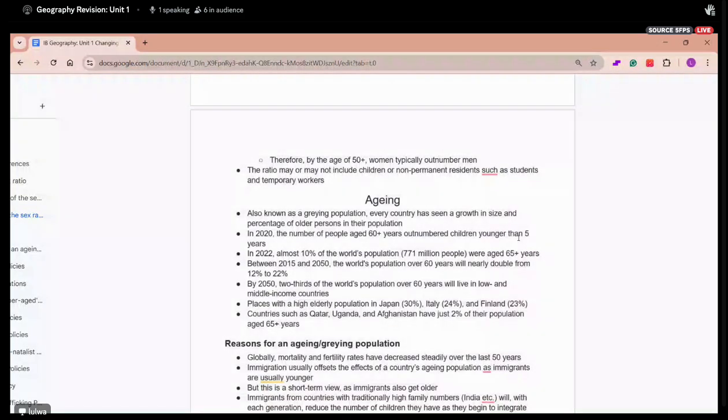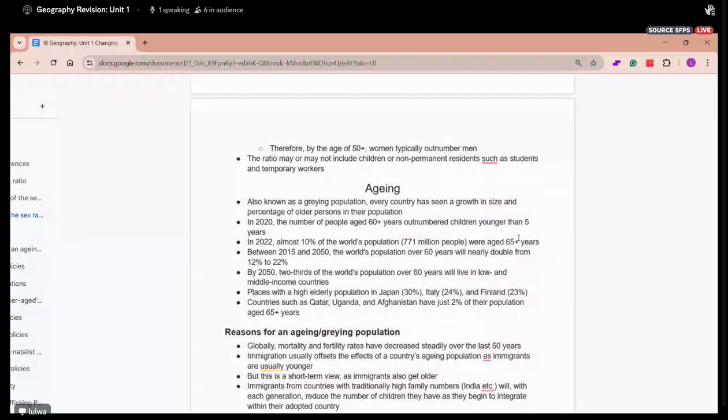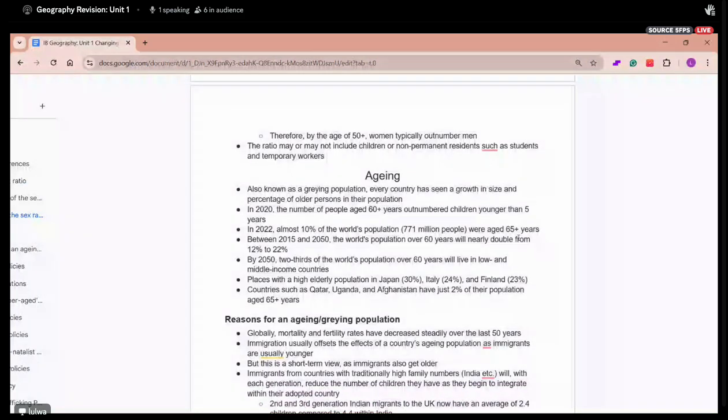The number of people aged 60 plus years in 2020 outnumbered children younger than 5 in the world. And in 2022, almost 10% of the world's population were aged 65 plus. And so, as you can see, this just means that it's increasing. Specifically, in places with a high elderly population, Japan, Italy, and Finland have really high ones: 30%, 24%, 23%. But in countries such as Qatar, Uganda, Afghanistan, they only have 2% of the population aged 65 and plus.